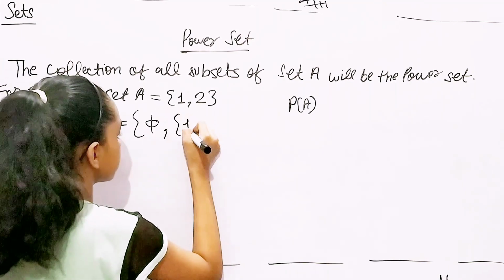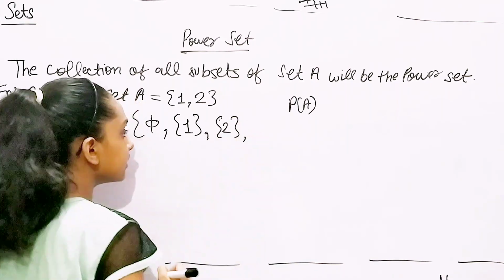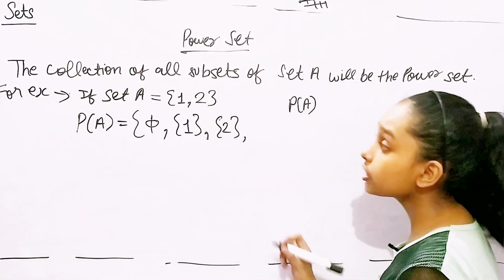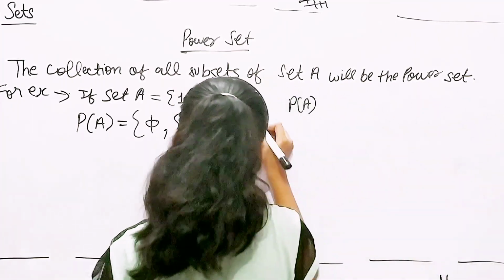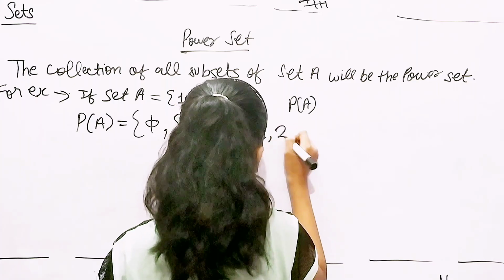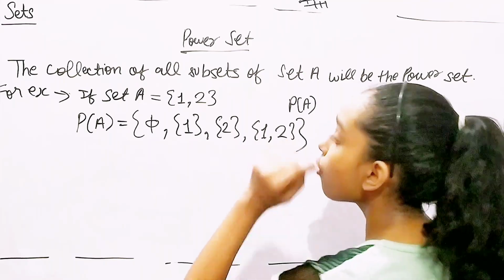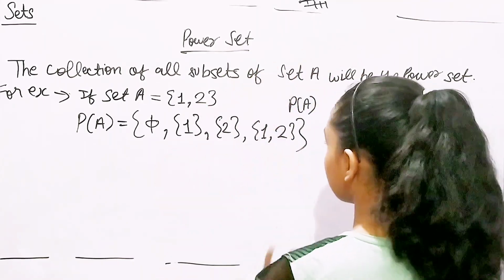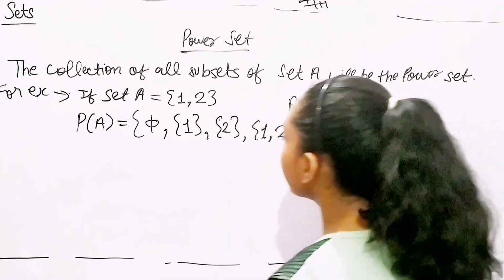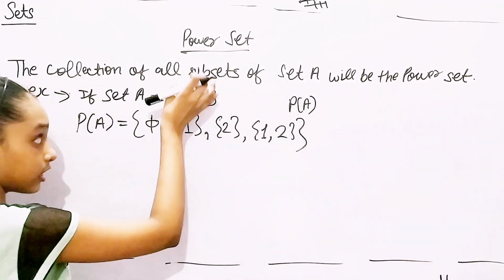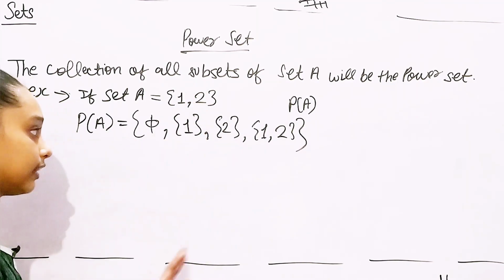So the singleton sets are going to be {1}, then {2}. And then one more we'll have, as I told you, is that every set is a subset of itself. So I'm going to write the same exact {1, 2}. That's it. So we have {1}, {2}, {1, 2}, and the empty set. Okay, 4 elements. So, the singleton sets first of all, and then the subset of itself, and the empty set. These are the main common ones.